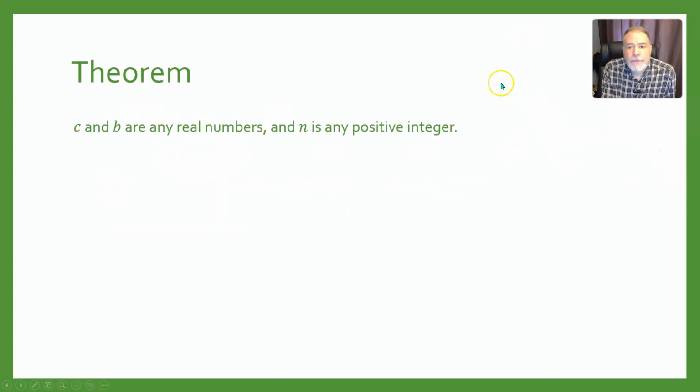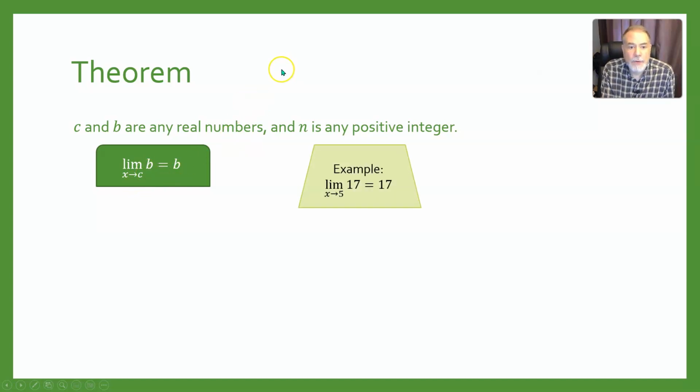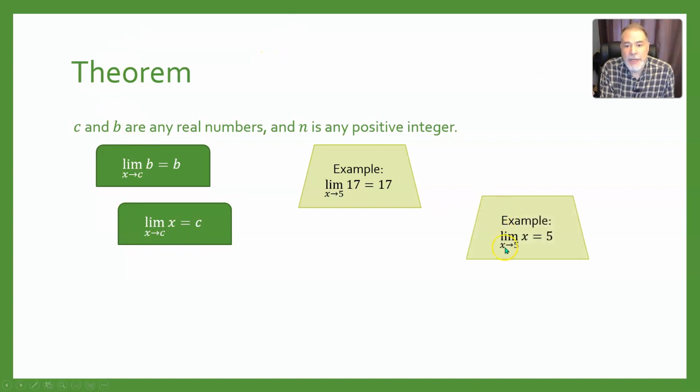So, first few theorems. The limit as x approaches c of a constant function b is just that constant. So for example, the limit as x approaches 5 of 17 would just be 17. No matter how close x gets to 5, 17 is just going to sit there being 17. The limit as x approaches c of x is c. So for example, the limit as x approaches 5 of x is 5. And that makes sense. When x is close to 5, then x is close to 5.